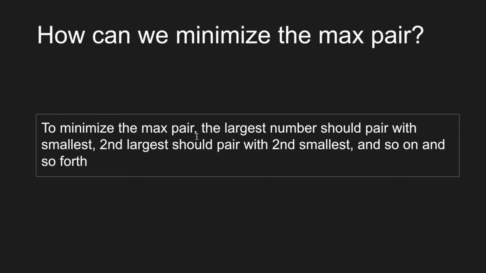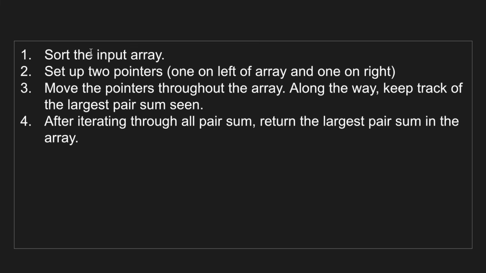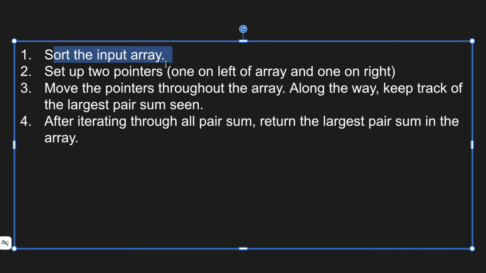So if we want to match them in this order, then we will have to first sort the input array, and then we can set up 2 pointers, one on the left side of the array and one on the right, and then we will move the pointers throughout the array, and along the way we will keep track of the largest pair sum that we have calculated, and after iterating through all the pair sums, we will return the largest pair sum in the array, because we know that if we sort and set up the 2 pointers, then we have minimized the maximum pair.